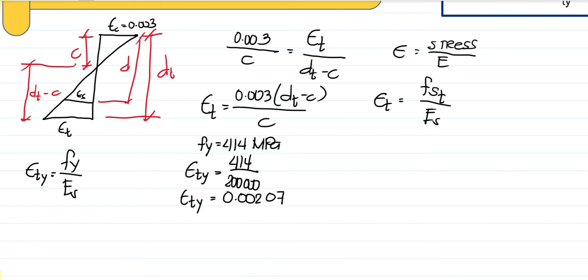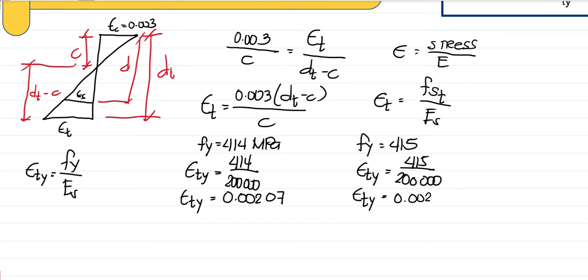So, yan ngayon yung epsilon t sub y for an Fy na 414. Then, for an Fy na 415, we have an epsilon t sub y which is equal to 415 divided by the 200,000 na modulus of elasticity. So, we will have an epsilon t sub y equal to 0.002075. So, that is for Fy is equal to 415 megapascal.